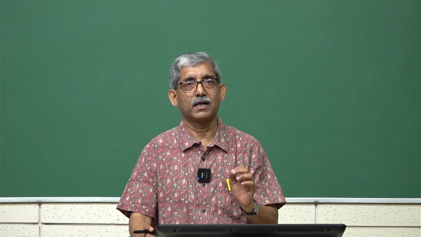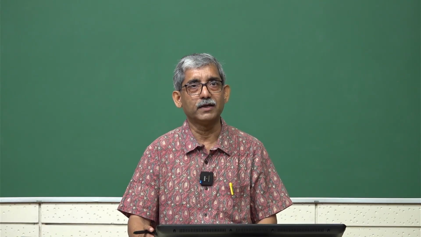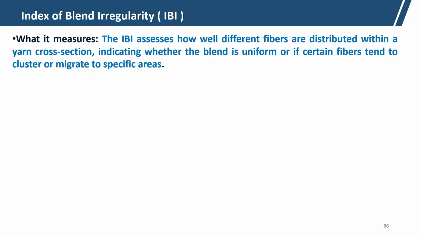Now, we will discuss another method, which is the index of blend irregularity, IBI. What does it mean? The IBI assesses how well the different fibers are distributed within the yarn cross section, which indicates whether the blend is uniform or if certain fibers tend to cluster or migrate. So, we will see whether there is any cluster formation, whether the fibers are migrating from one place to another, and we get that from the IBI, index of blend irregularity.